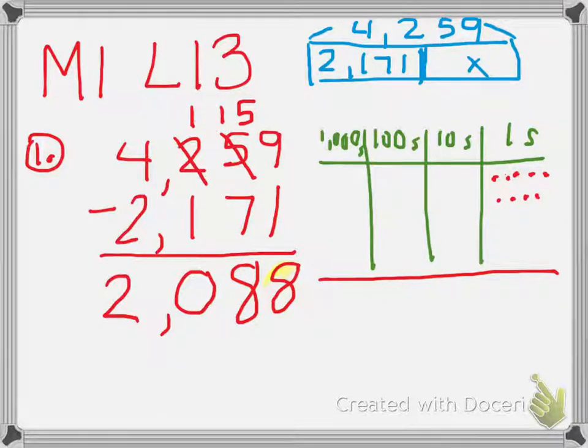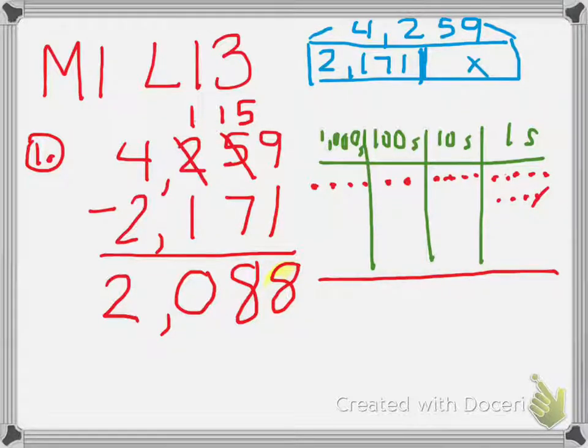I'm just doing the top number, 4,259. I'm going to do my 5 tens. Okay, I'm going to do my 200s, and I'm going to do my 4,000s. Okay, I'm going to be taking these numbers away. I'm taking away 2,171.